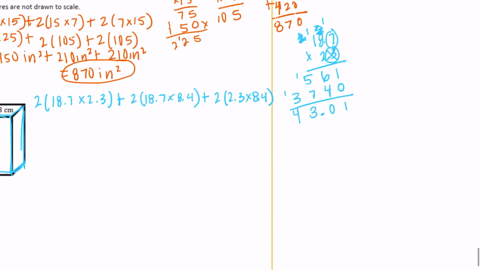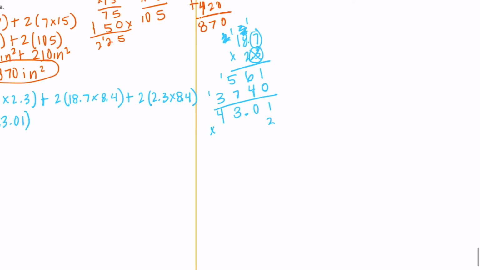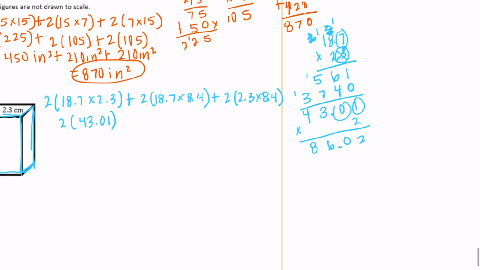And then I'm just going to go ahead and multiply that by 2. So we have 2 times 43 and 100th. Since I'm already at it, 2 digits behind the decimal point. So we get 86 and 200ths for this, centimeters squared.